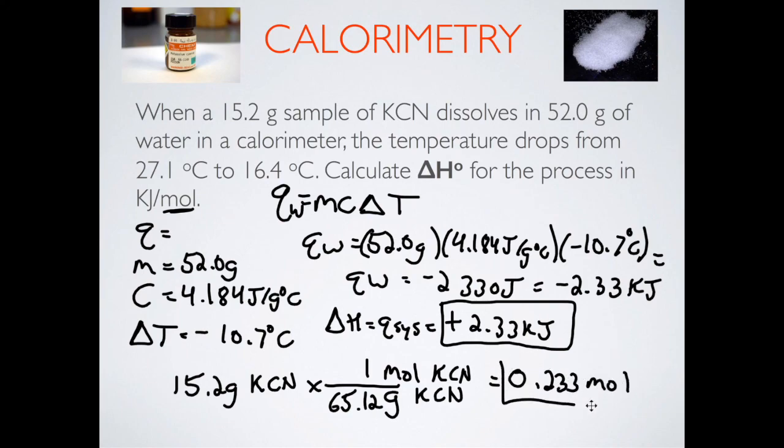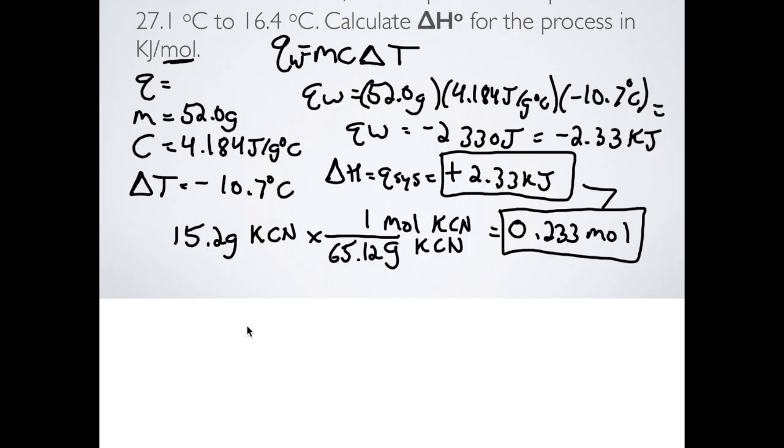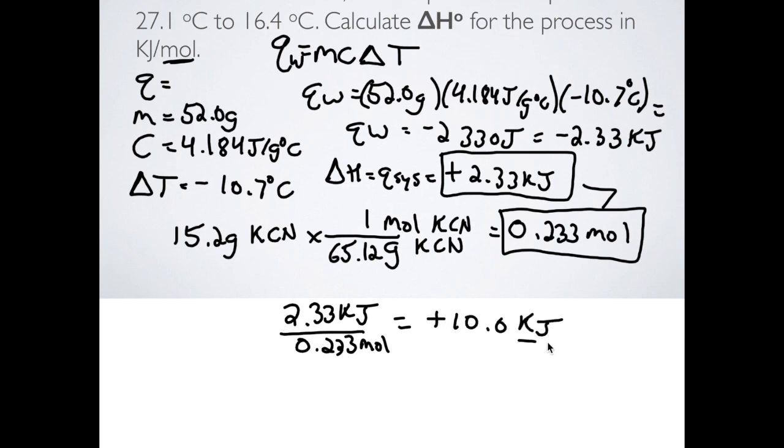And this is my second answer. And these two together is what I'm going to use to find my kilojoules per mole. So this is where you kind of have to just use some common sense. If you want kilojoules over moles, then put your number for kilojoules over your number for moles. And then the units will be the way that you want them to be. This comes out to a positive 10.0 kilojoules per mole.